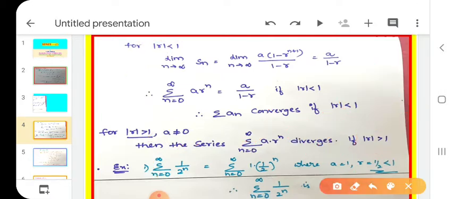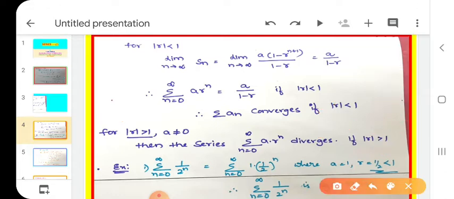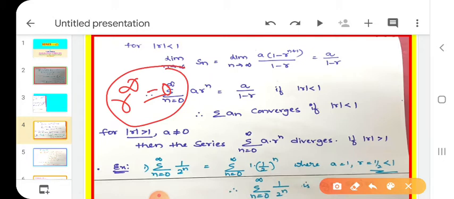So if mod r less than 1, then the value of r is just like 1 by some number. Then I find the value of r power infinity. What is r power infinity? 1 power infinity by some number power infinity. That implies 0. So if mod r less than 1, then the value of r power infinity is 0. This is the condition.